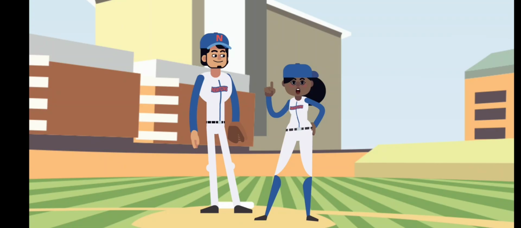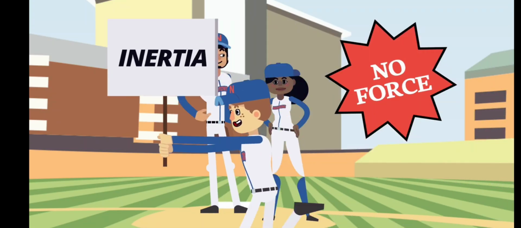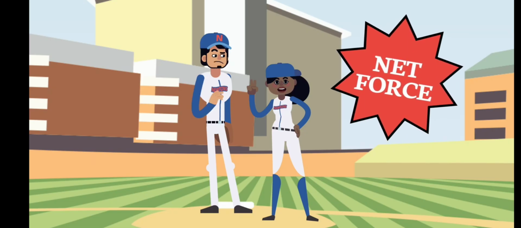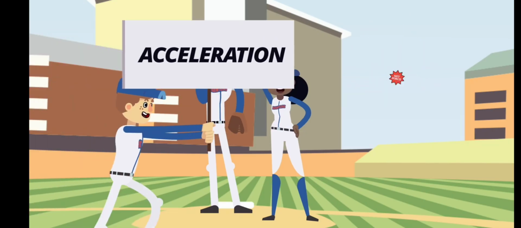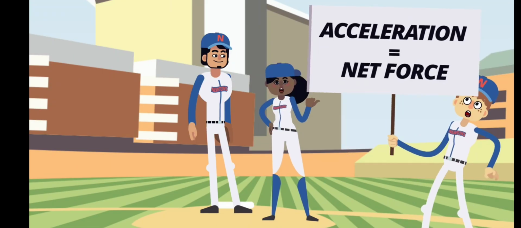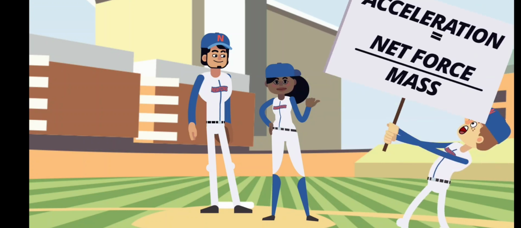Newton's first law asks what happens when there is no force acting on an object, and the answer is inertia. Newton's second law asks what happens when there is a net force acting on an object, and the answer is acceleration. To be more exact, the law says that acceleration is equal to the net force someone puts on an object divided by the mass of that object.